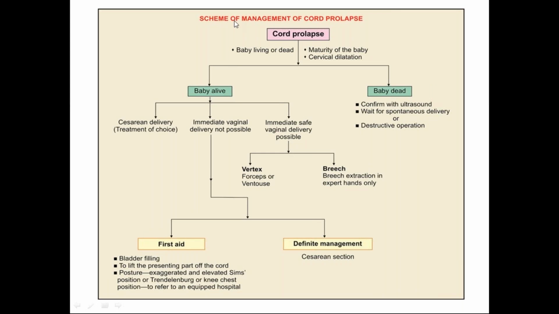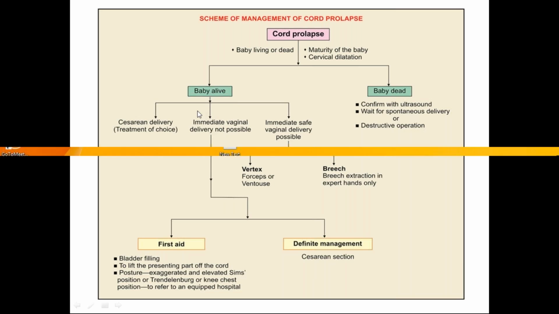Last resort. If the baby is alive, what to do? If she is not going to deliver immediately, then go for cesarean section. If immediate delivery is possible in vertex presentation, go for forceps or ventouse to cut short the second stage of labor. In breech presentation, breech extraction is to be done.